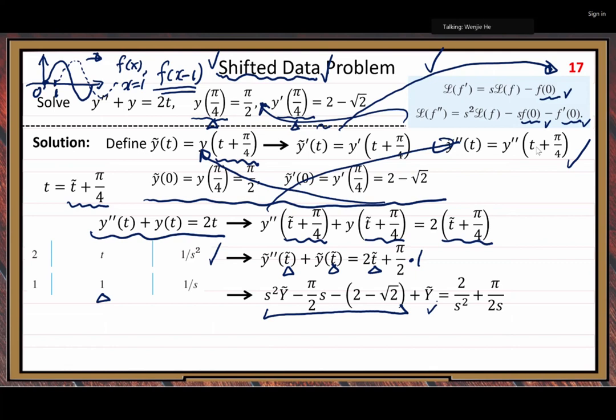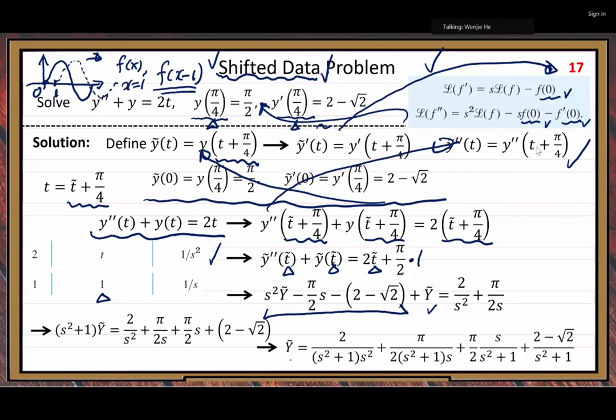After that, we need to solve this algebraic equation after simplification. Left-hand side, right-hand side. Then capital Y, prime, tilde. So we get this long expression. So next, we need to do the inverse Laplace transform to find the solution. So next slide.